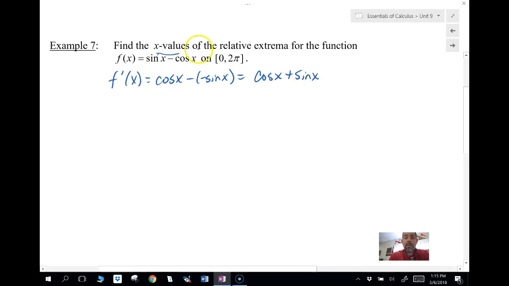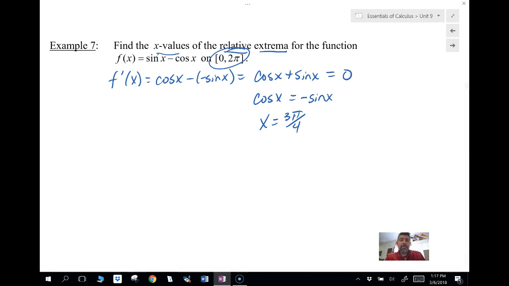Find the x values of the relative extrema. So I need to set this equal to 0 to find my critical values. So I'm going to have cosine x equals negative sine x, right? Because I subtract sine from both sides. And what we're looking at is for what x value, for what angle are the cosine and sine going to be the same but opposites? Well, that's only going to happen at 3 pi over 4, because we're going to have negative square root of 2 over 2, positive square root of 2 over 2, and it's also going to happen in the fourth quadrant, which is going to be 7 pi over 4.